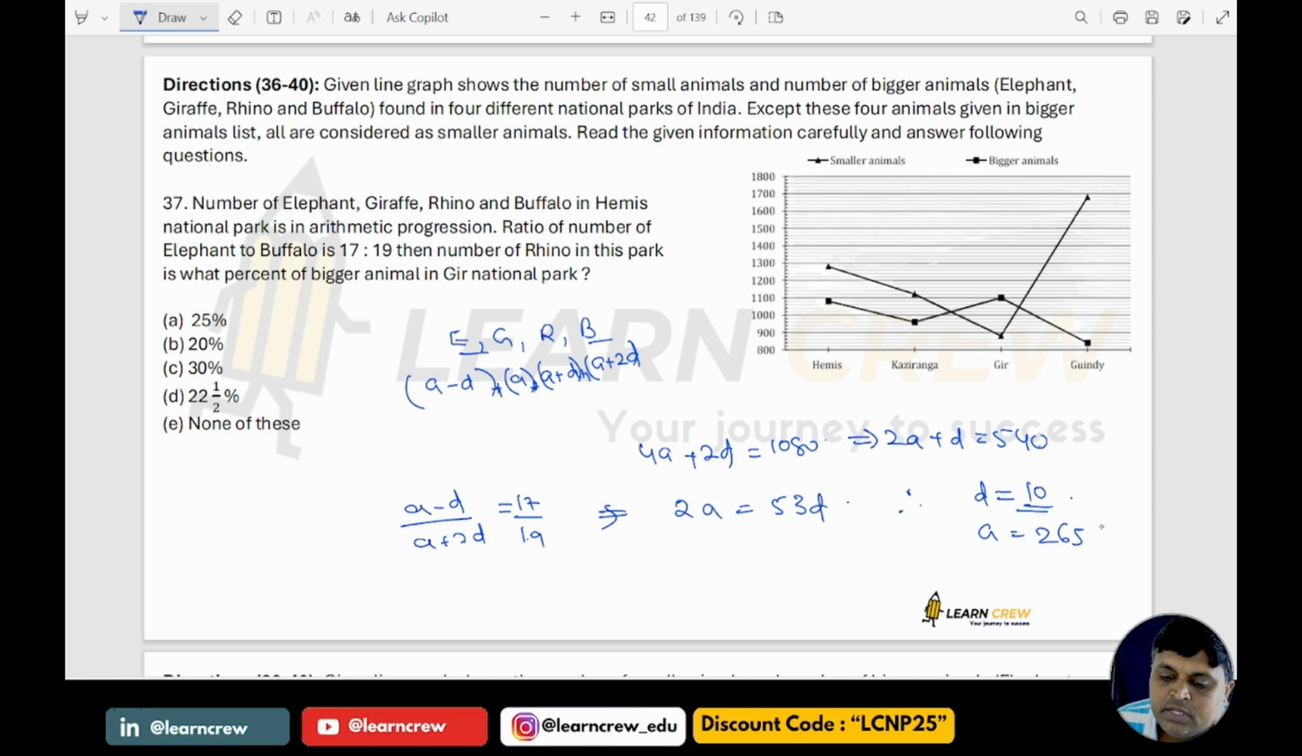A would be 265. Now it is asked the number of rhinos in this park. The number of rhinos in this park is 265 plus 10, 275. Is what percentage of bigger animals in the Gir park? Bigger animals in the Gir park is how much? 1100. So 275 is what percentage of 1100? So two zeros cancel. 1125 is 275. So the answer is 25%. Option A.